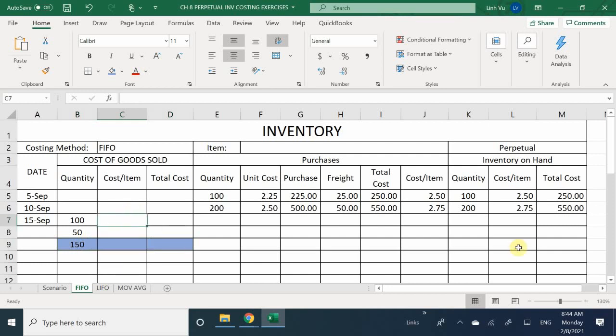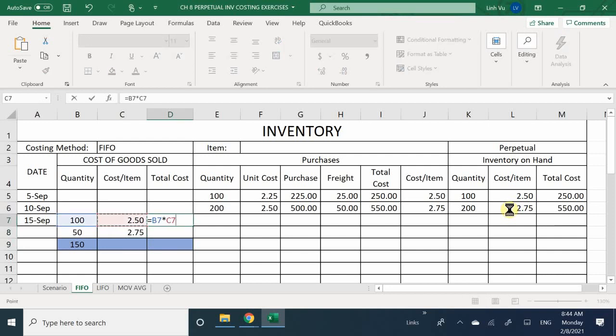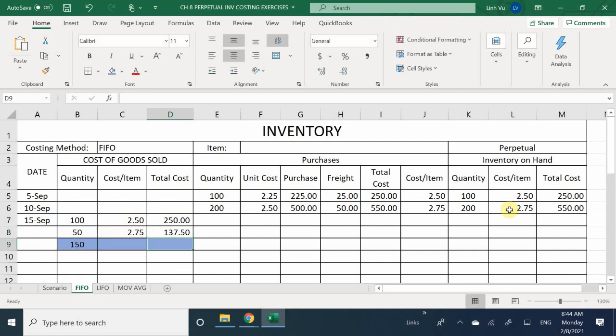So in this case, which batch am I taking out from again? September 5th, all of it. Good. And then 50 from September 10th. Good. So go ahead and multiply across, right? So this is how I do it using Excel, because I don't need to clutter my workspace. I could just go straight over to inventory on hand.